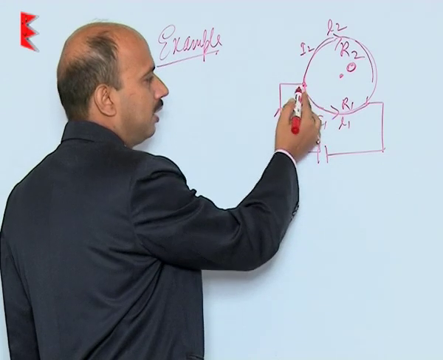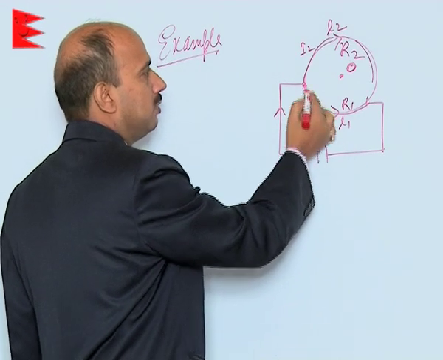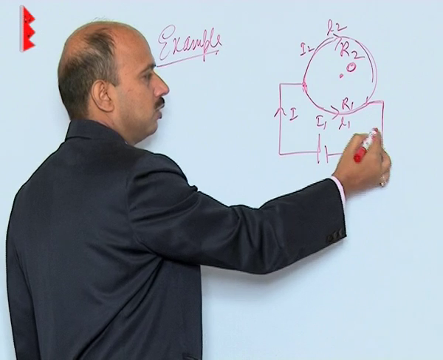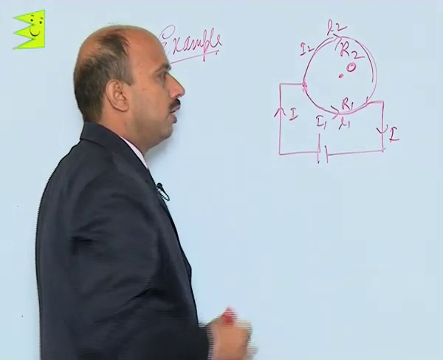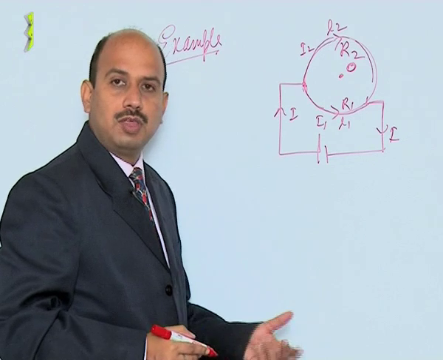At this point the current is divided into two parts, one going from this side, one from this side, and coming to this side it is again I. Now, we have to show that the magnetic field at the point O, at the center of this loop, is 0.